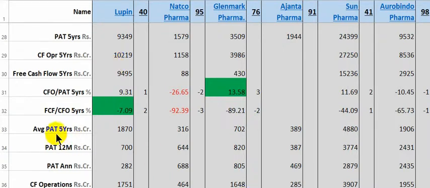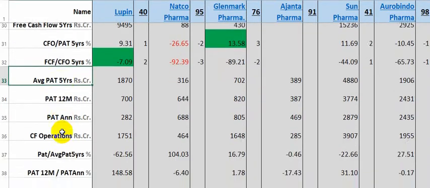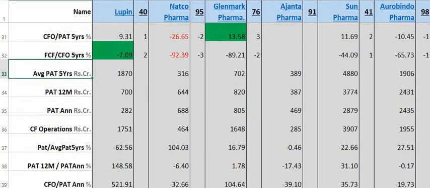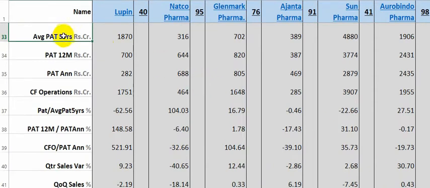Moving on to the next ratios, let us look at these 7 ratios together. In these ratios, first of all, we are going to compare the current year's PAT with the average PAT of 5 years, and we will try to understand whether the latest year's profit is above the average profit or below the average profit.